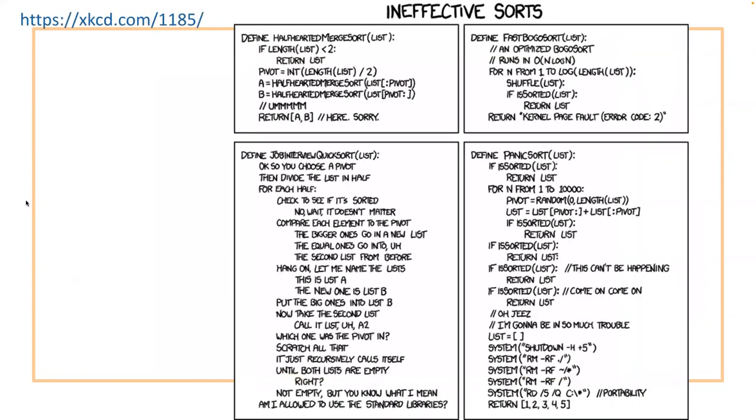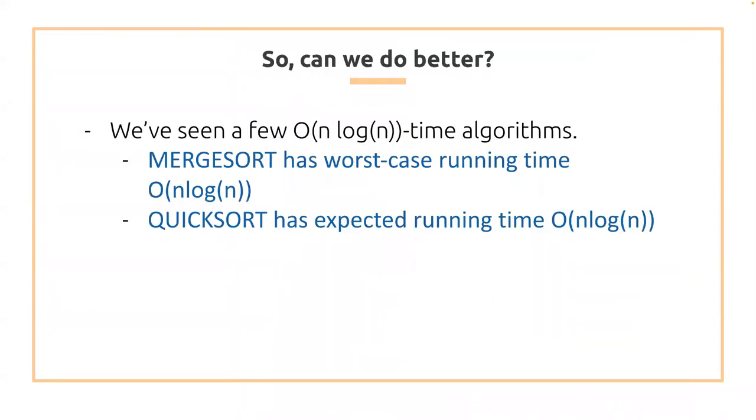So this is an XKCD. You guys can look at it later. It's not important. I really like this sort, the panic sort, which is, given a list, check if it's sorted. If it is sorted, return it. Otherwise, from N to 10,000, just randomly shuffle the list and keep checking if it's sorted. If it's sorted, return it. Otherwise, check if it's sorted and return it. And then check again if it's sorted and return it. And then at the very end, you return 1, 2, 3, 4, 5 because you're panicking. You don't know how to sort, so you panic. Anyway, there are a lot of other sorts that sadly we don't have the time to cover in the class.